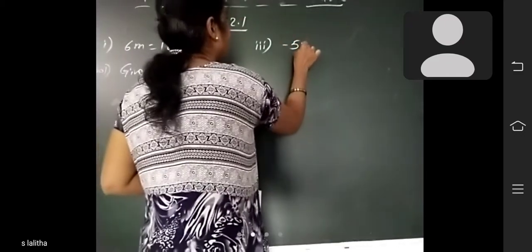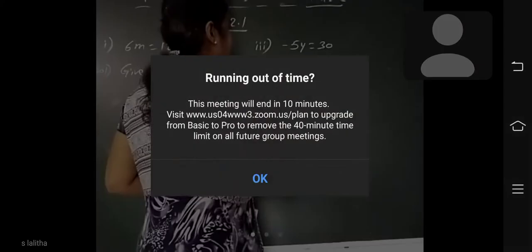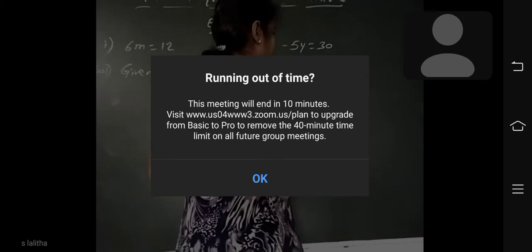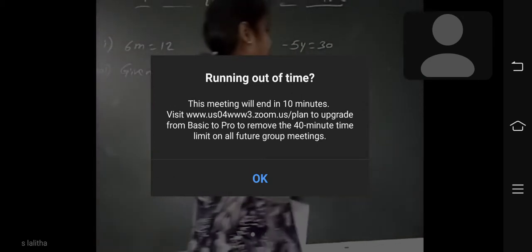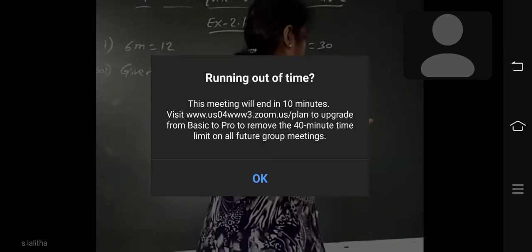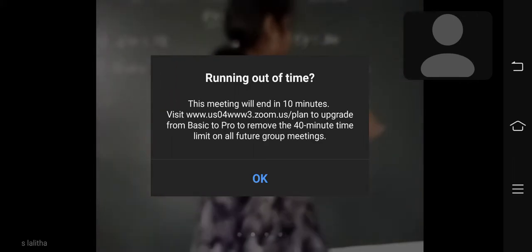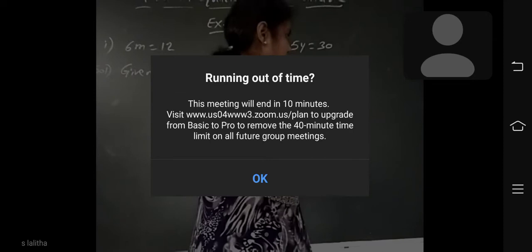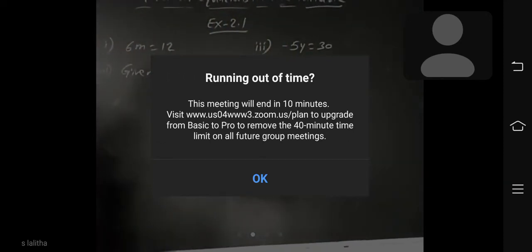Minus 5y equal to 30. What is the given equation? Minus 5y equal to 30. Now y equal to, here minus 5 is multiplied. If you transpose to the right hand side, what will become? Divide. So 30 by minus 5. How many times? 6. So therefore y equal to, here minus is there, no, so minus 6. What is the solution? y equal to minus 6.